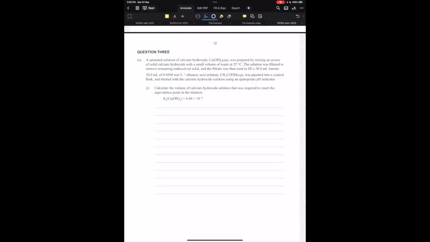Hi everyone, this is question 3 of the NZQA Scholarship Chemistry exam for 2022. Let's get straight into part A.